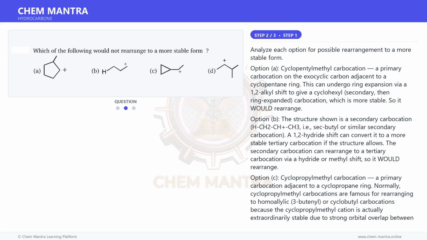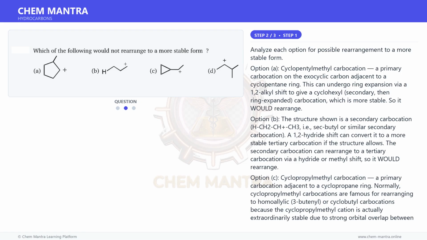Moving on to the next step. Analyze each option for possible rearrangement to a more stable form. Option A. Cyclopentylmethyl carbocation, a primary carbocation on the exocyclic carbon adjacent to a cyclopentane ring. This can undergo ring expansion via 1,2-alkyl shift to give a cyclohexyl, secondary, ring expanded carbocation, which is more stable. So it would rearrange.